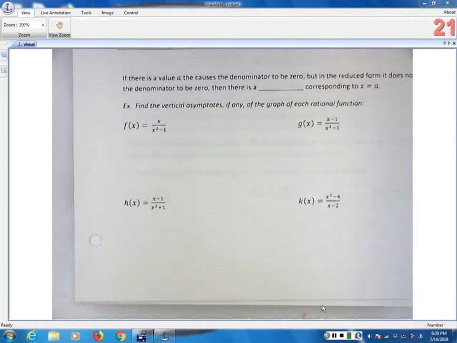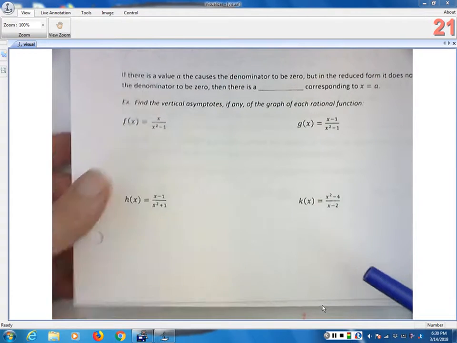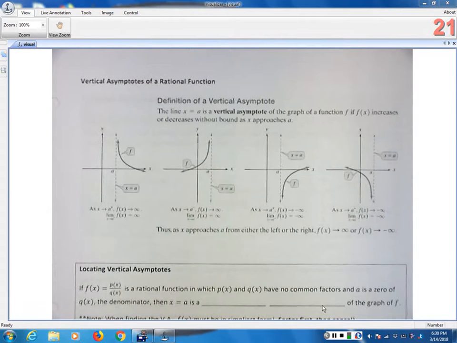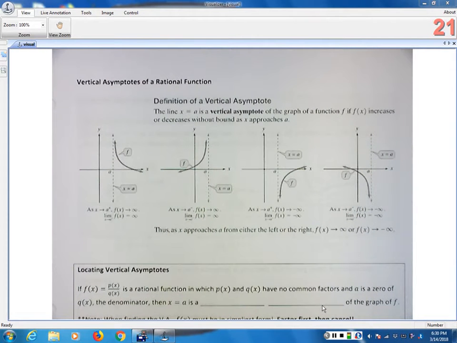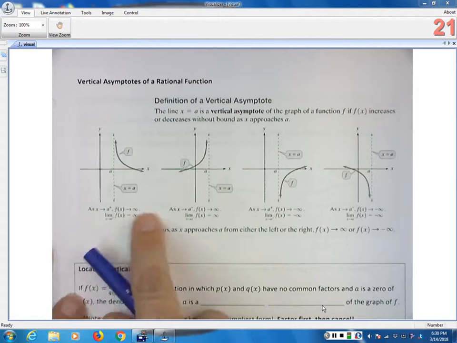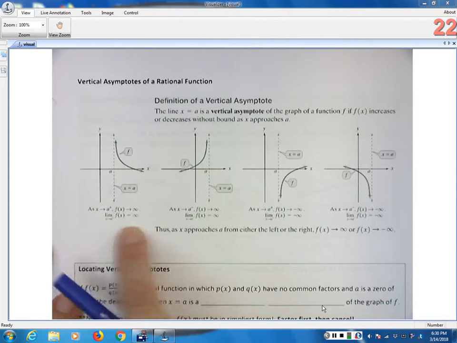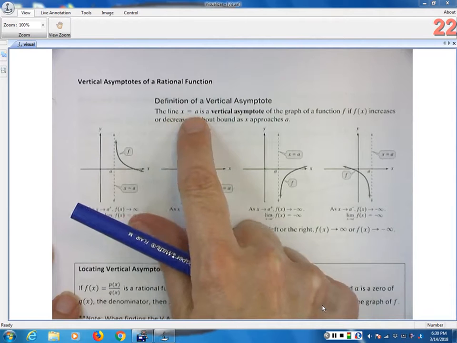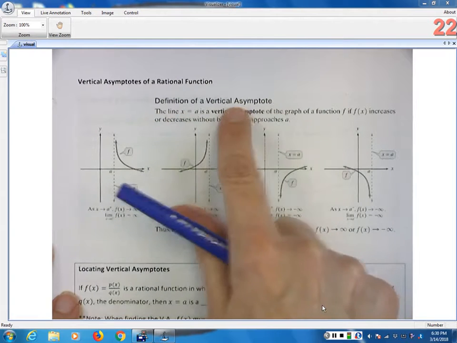I'm not going to test you on that notation. I think they use that notation to explain the actual definition of a vertical asymptote. That's sort of why I went over it. But see, if you're looking at this notation here, going, what does this mean? So the line x equals a. This is the definition of a vertical asymptote.